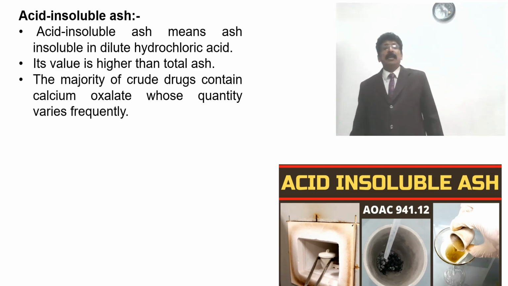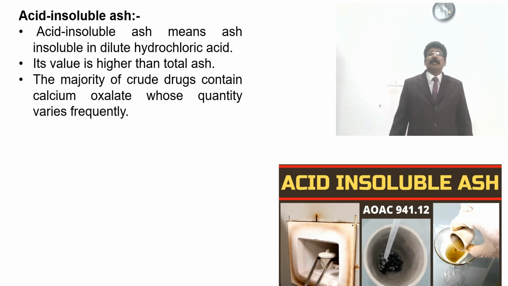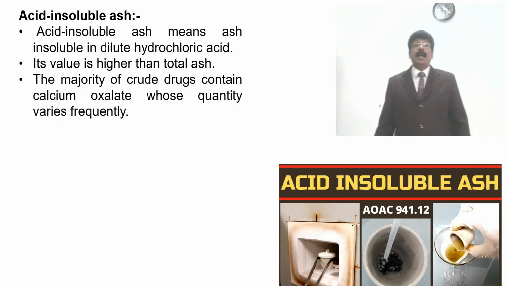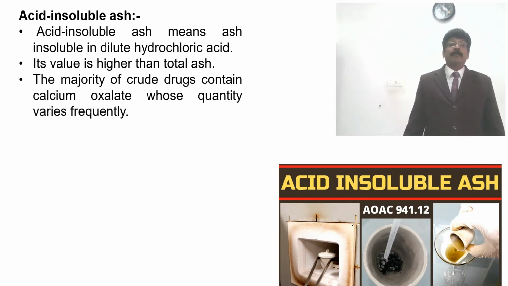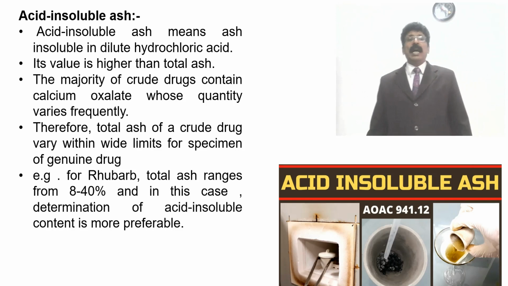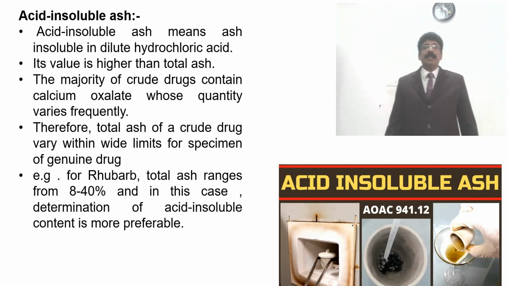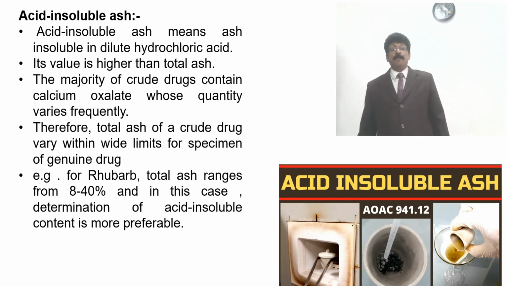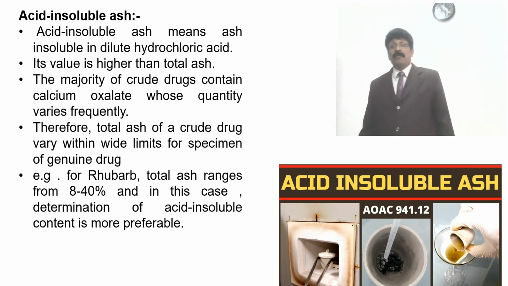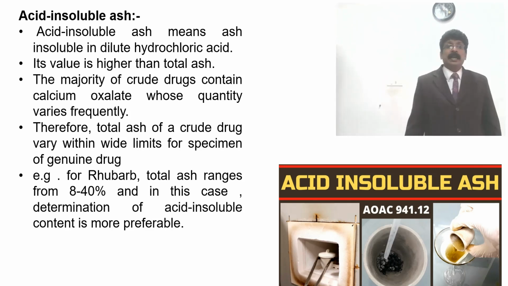The majority of crude drugs contain calcium oxalate, and the quantity varies frequently, and therefore the total ash of the crude drug varies within wide limits for specimens of the genuine drug. For example, for rhubarb the total ash ranges from 8 to 40%, and in such cases the determination of acid insoluble ash is more preferable than that.